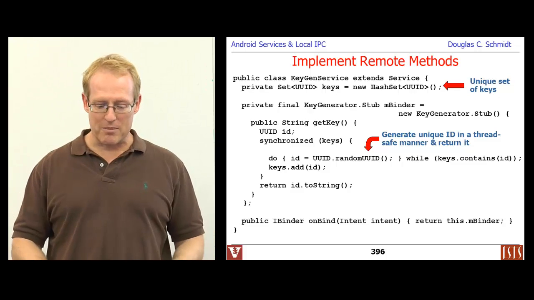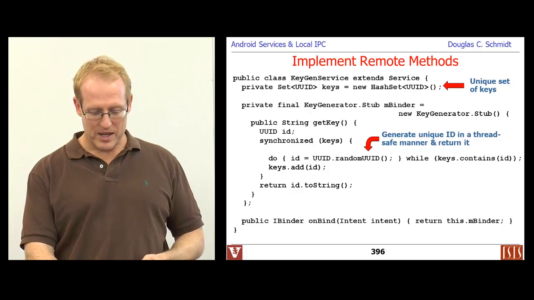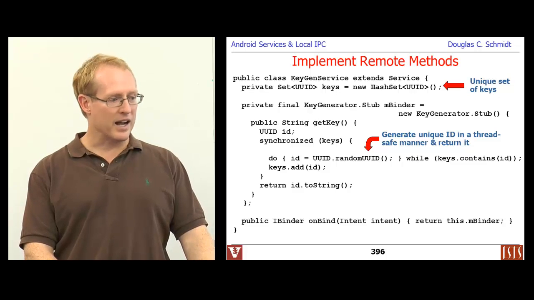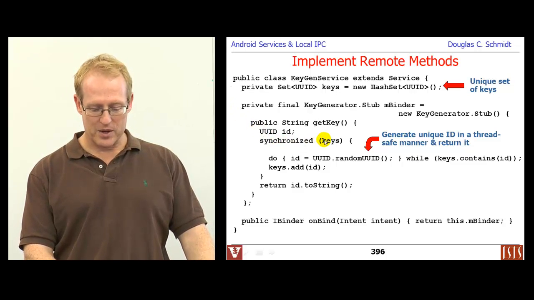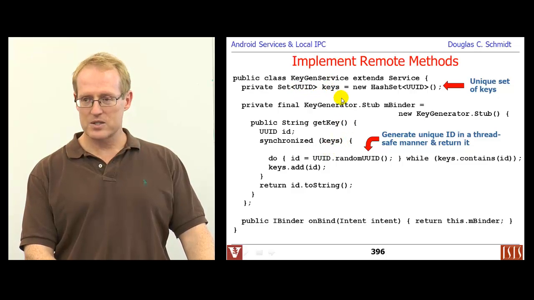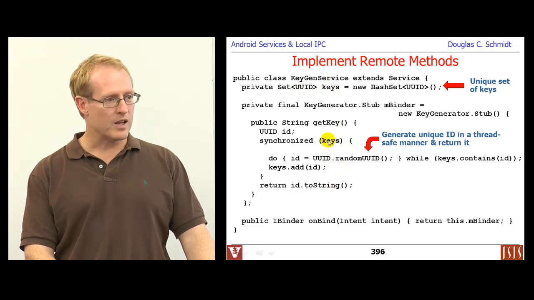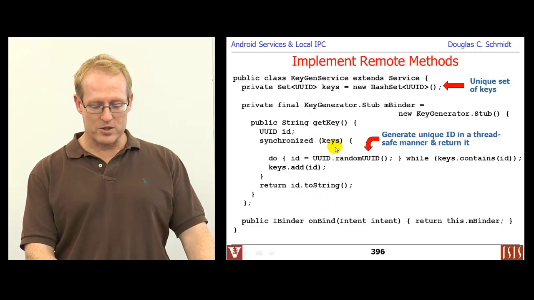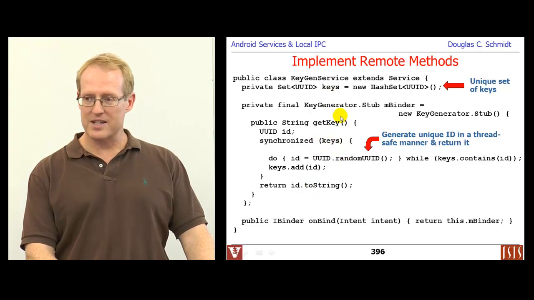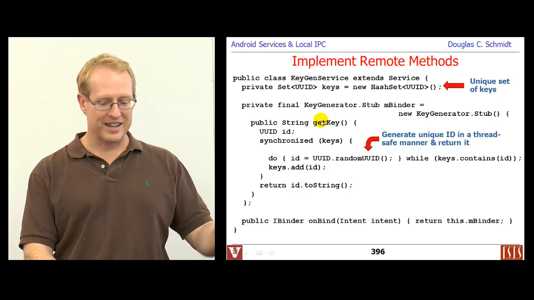So how do we solve the problem? Well, the way we solve the problem is by creating a synchronized block. Here is a synchronized block where we're going to synchronize on these keys. This is just a typical Java trick of saying this is a synchronized region, and we're going to use keys as the lock because everything has a lock.